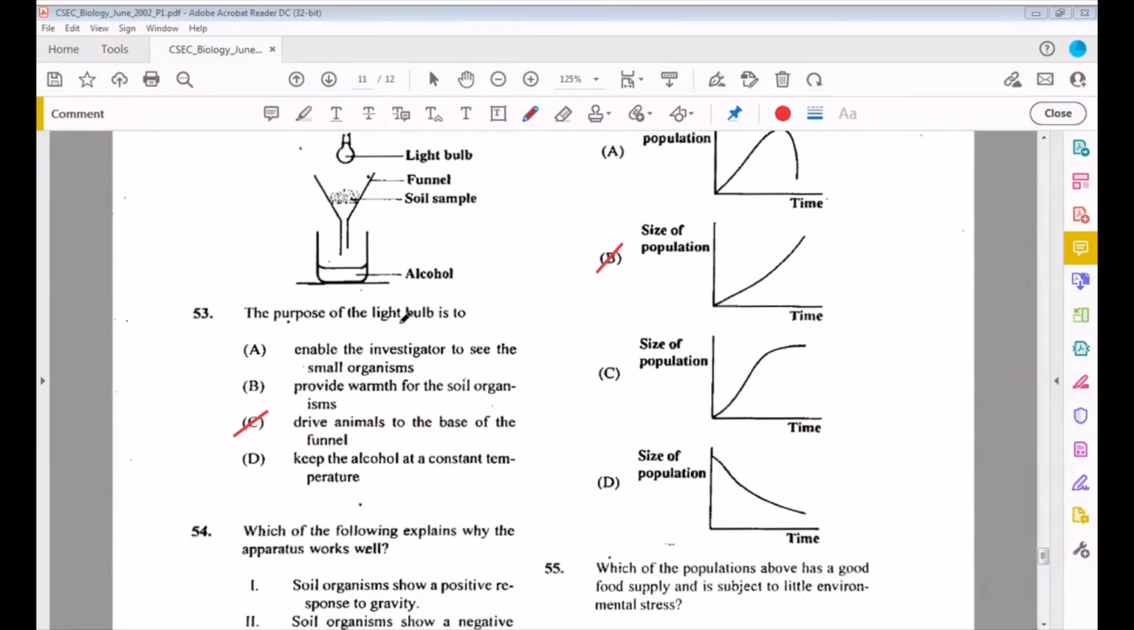The alcohol is there to kill the organisms, right? Now, what's the purpose of the light bulb? The answer is C. It drives the animals to the base of the funnel, as this creates sensitivity there, so they are going to move away from the light and crawl deeper down into the soil. But little do they know that there's no more soil here. It's straight into a funnel to their death. Harsh, but that's the experiment.